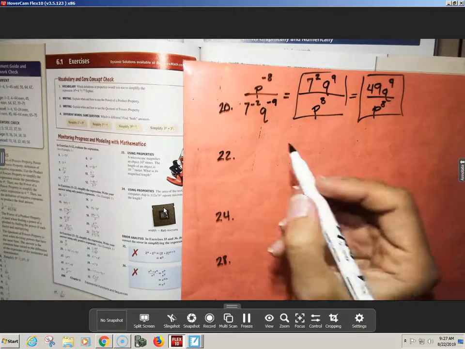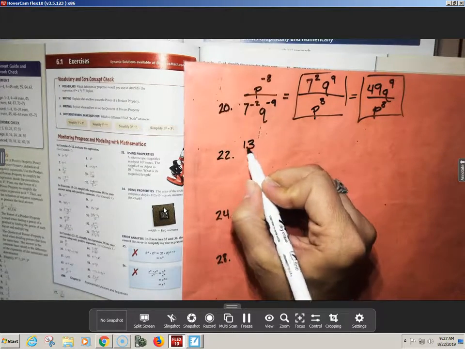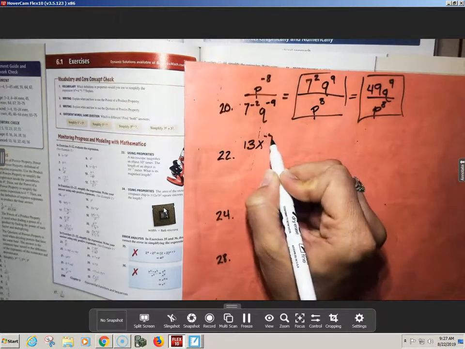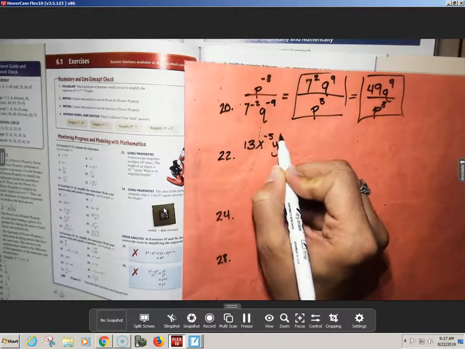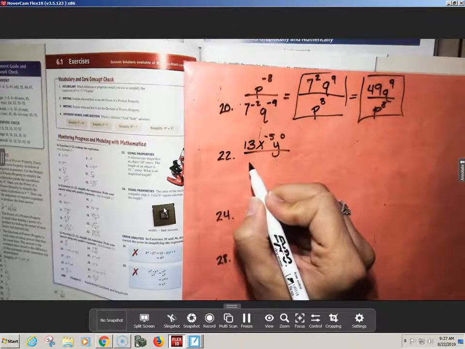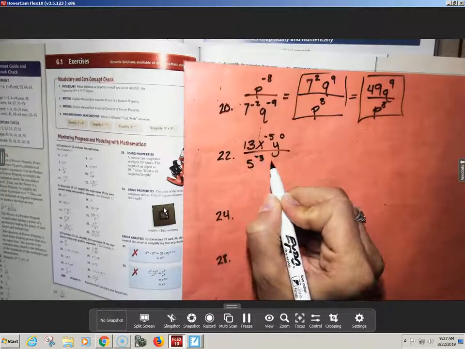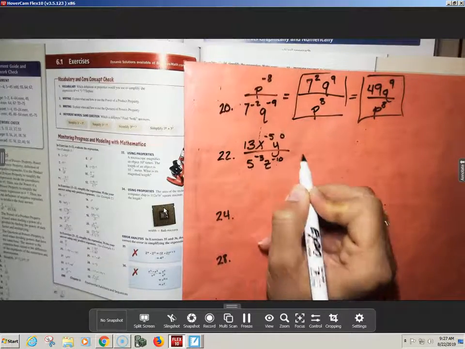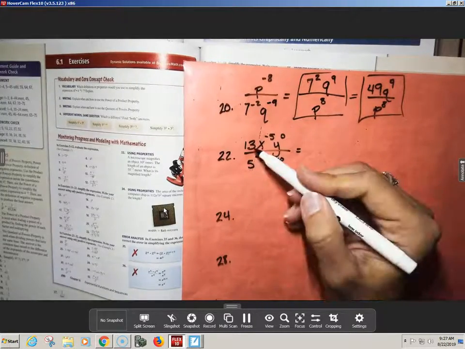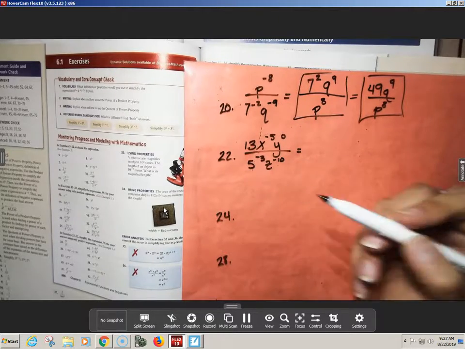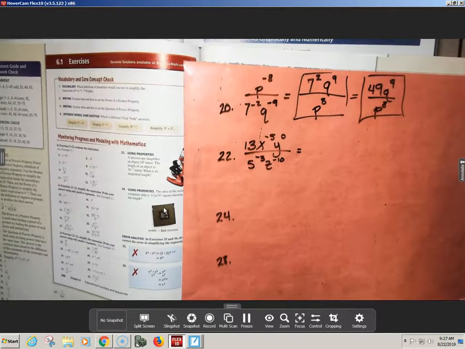Number 22 gets a little bit crazier. There's a lot more going on. There's a 13. There's an x to the negative 5. There's a y to the 0. There's 5 to the negative 3. And z to the negative 10. Is there anything that we can simplify? Any bases that are similar or something that I can replace with another answer right now?